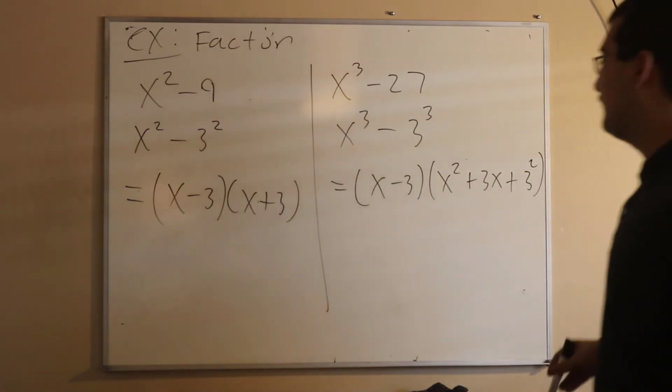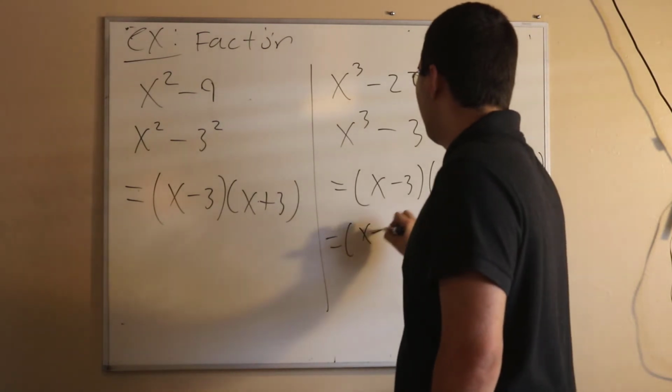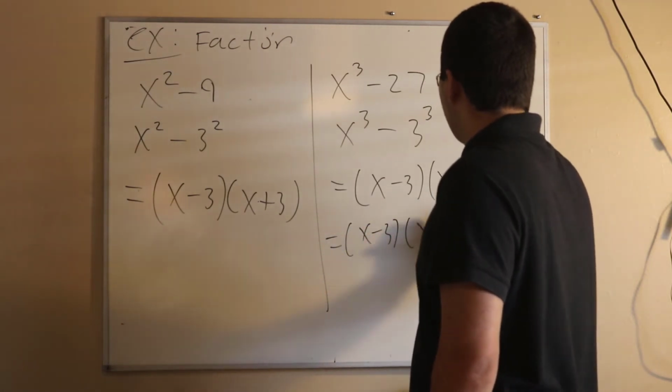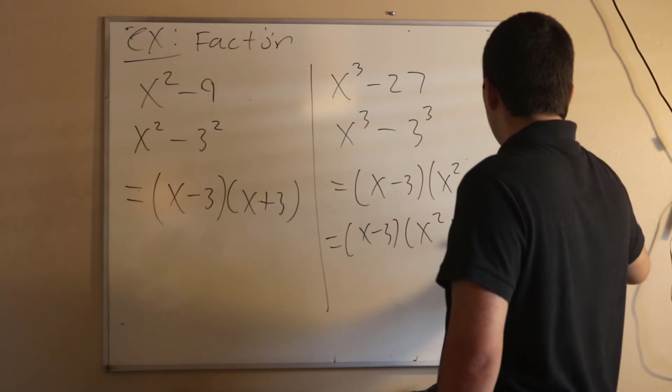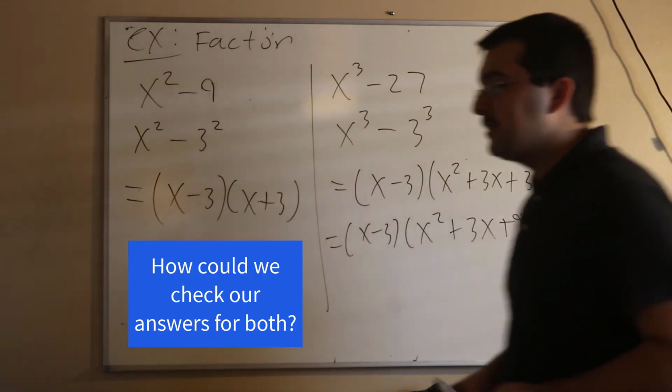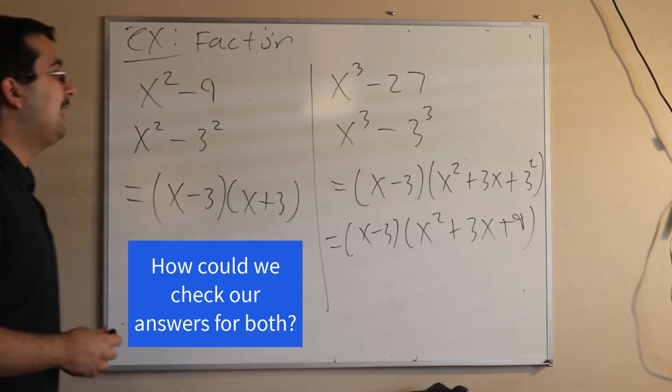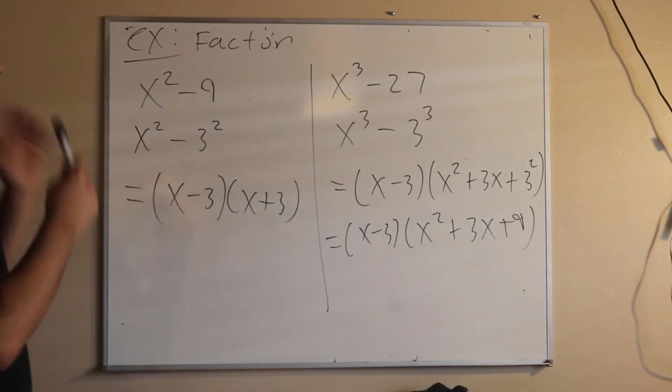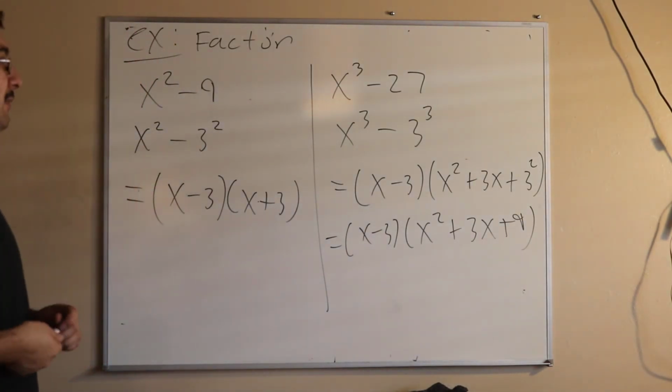Alright, and then calculating that 3 squared real quick, we get x minus 3 times x squared plus 3x plus 9. So, pretty straightforward examples. Just wanted to list those 2 factoring techniques in case anyone had seen them. And here's how you'd use them in a practical application.